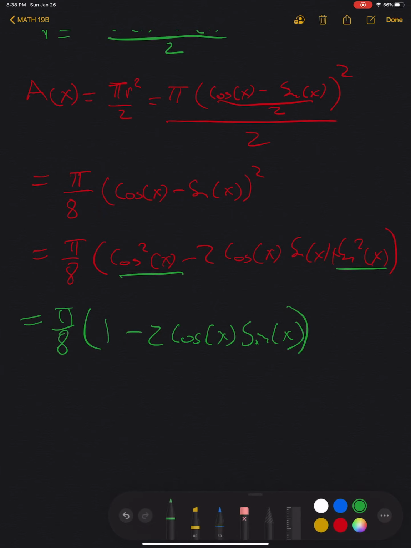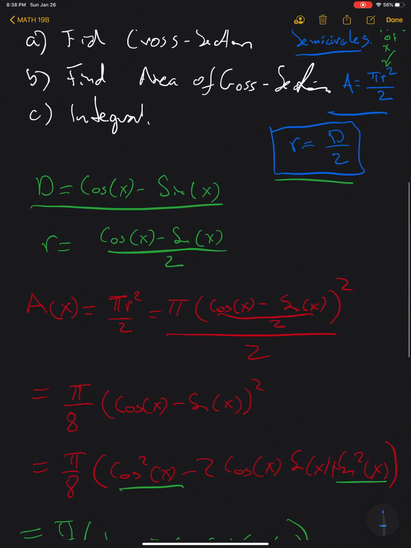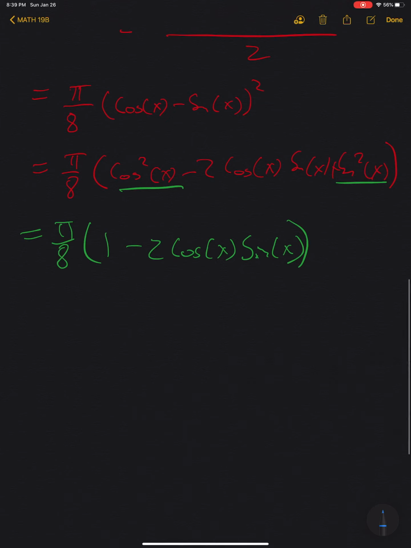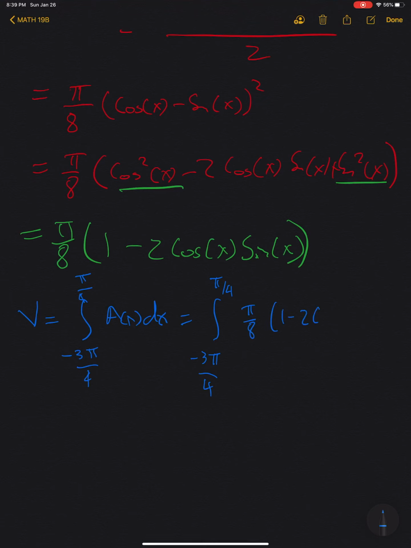Now, in order to find the volume, the last part, I want to write down the integral corresponding to this volume. So the volume is the integral between negative 3 pi over 4 and pi over 4 of the area of the cross section dx, which in this case would be the integral between negative 3 pi over 4 and pi over 4 of pi over 8, 1 minus 2 times cosine x sine x dx.